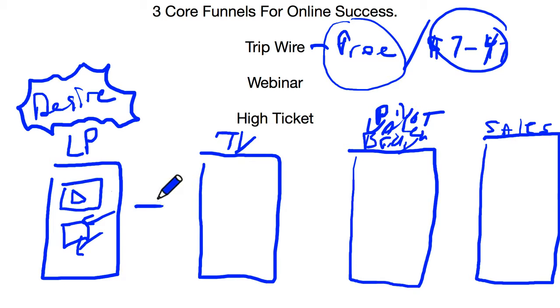So once they opt in, you've stirred up their desire enough to where they're like, all right, I want to know more. There's an open loop here. I've got to close this thought. The promise here was just too enticing. I want to know more.